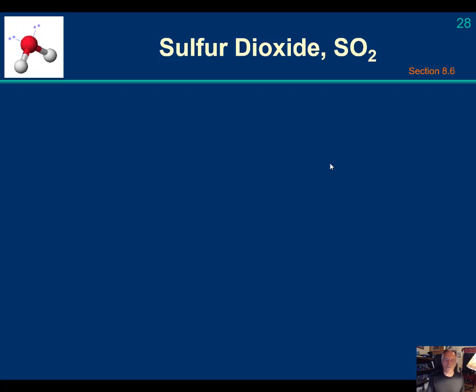So sometimes we run into a situation where you have equally valid Lewis structures that could be drawn more than one way. And this gives us a condition we call resonance. So let's take a look at sulfur dioxide, a molecular compound. And let's just go through this.